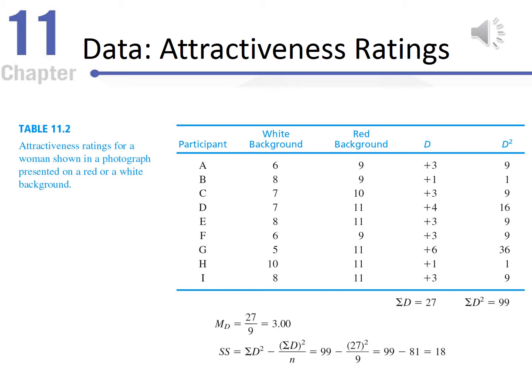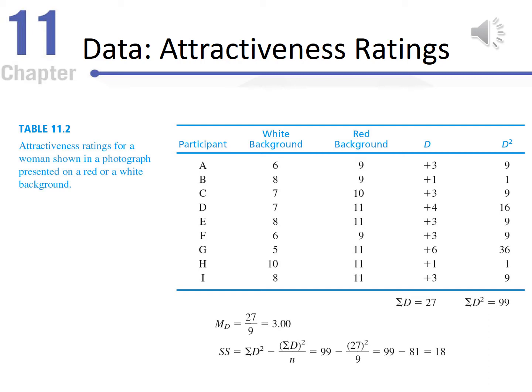So for participant A, 3 squared equals 9. For participant B, 1 squared equals 1. For participant C, 3 squared equals 9, etc. And then the sum of D squared is, of course, just the D squared values added up.